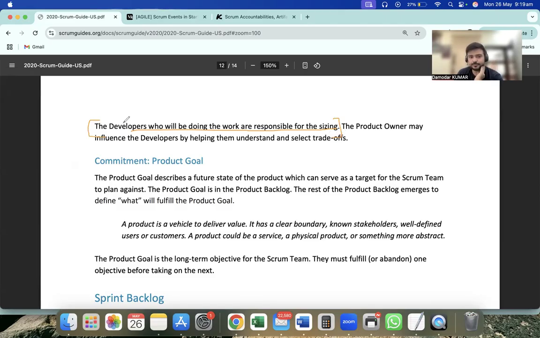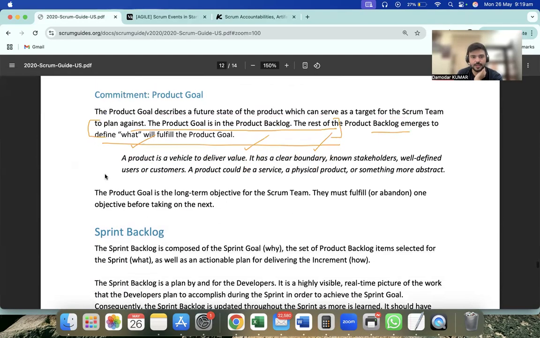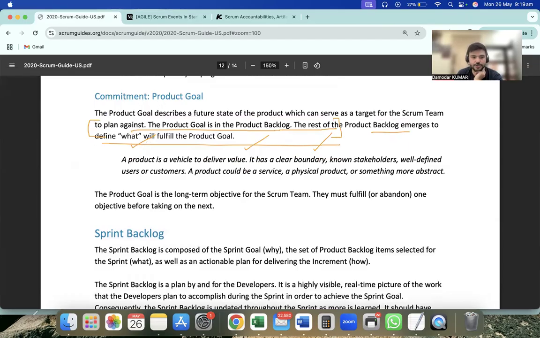Let's go slowly. The product owner may influence the developers by helping them understand and select trade-offs. So developers will be helping in understanding and selecting trade-offs for each element in the product backlog refinement. The commitment here is the product goal. You already know that. The product goal describes a future state of the product, which serves as the target for the Scrum team to plan against. The product goal is in the product backlog. That's correct. The rest of the product backlog emerges to define what will fulfill the product goal.